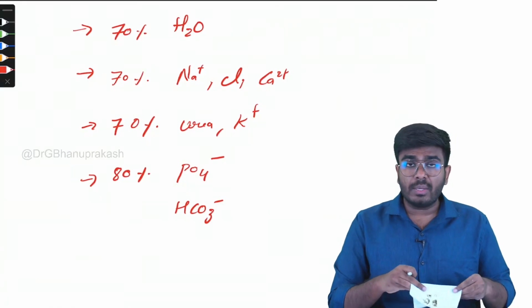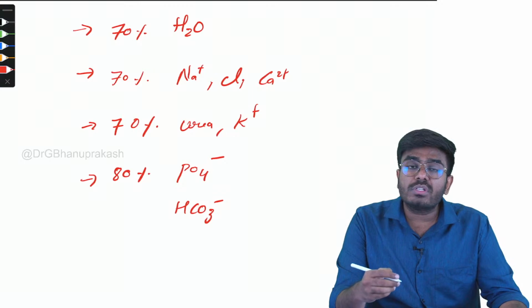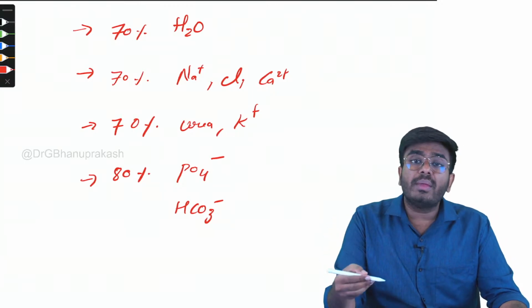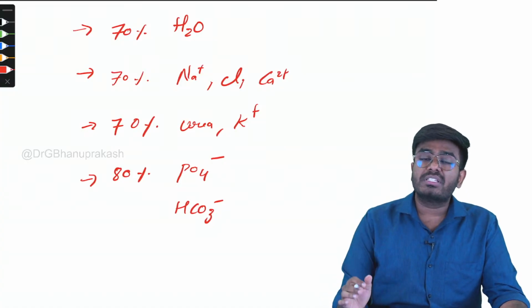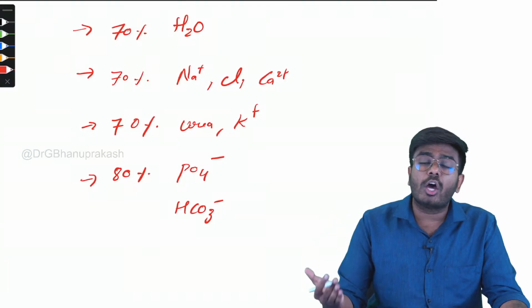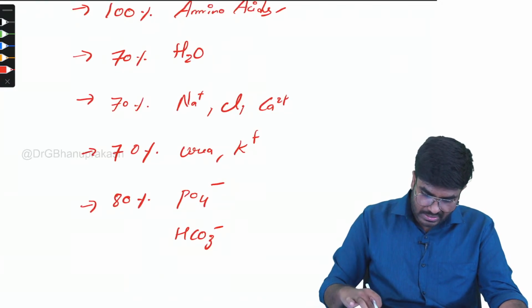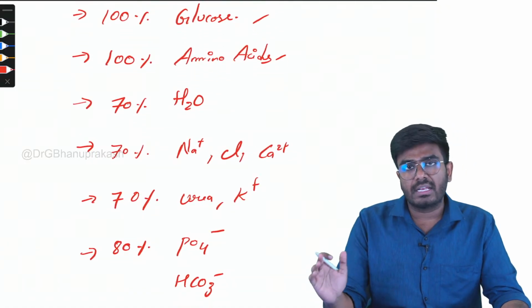So remember one important point: 100% of glucose, 100% of amino acids, 70% of water, 70% of sodium, 70% of chlorine, 70% of urea and potassium, 80% of phosphates, and 80% of bicarbonates are reabsorbed in the PCT, which means most of the substances are reabsorbed in the PCT itself.